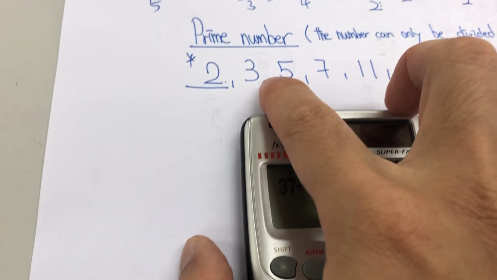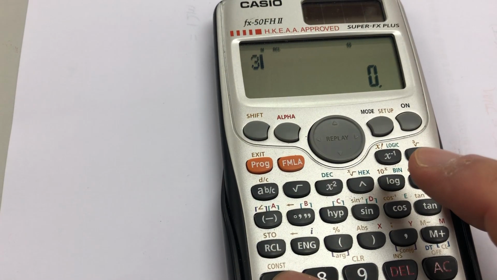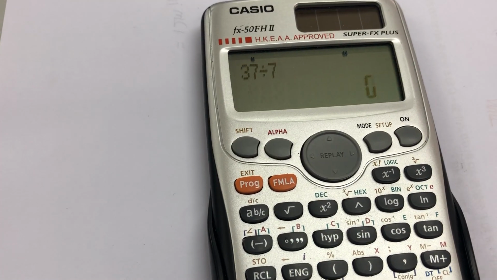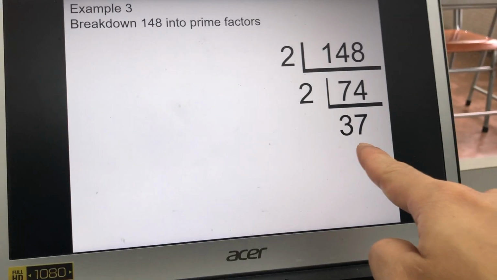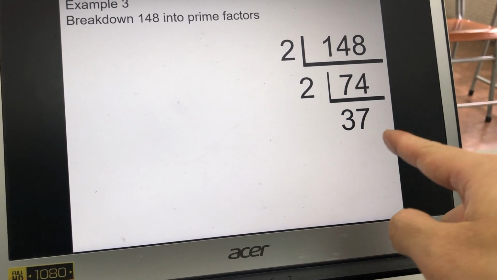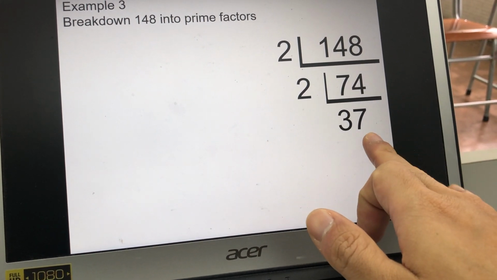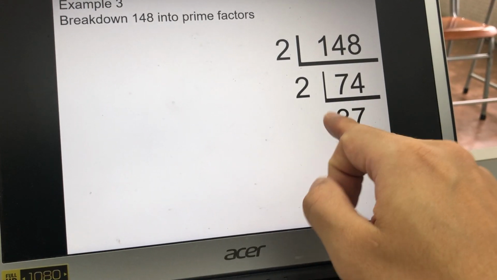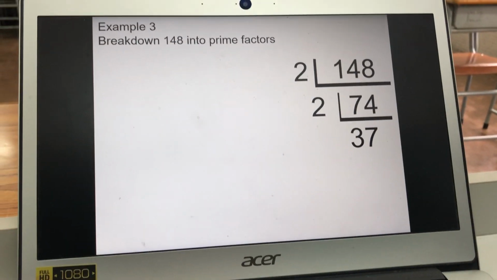So 5 also cannot. What about 7? 37 divided by 7. Also a very ugly number. So it seems that we could not. 37 cannot be divided by other numbers completely. Therefore, 37 is also a prime number. So whenever you've got a prime number, you stop here. So this is already the result.